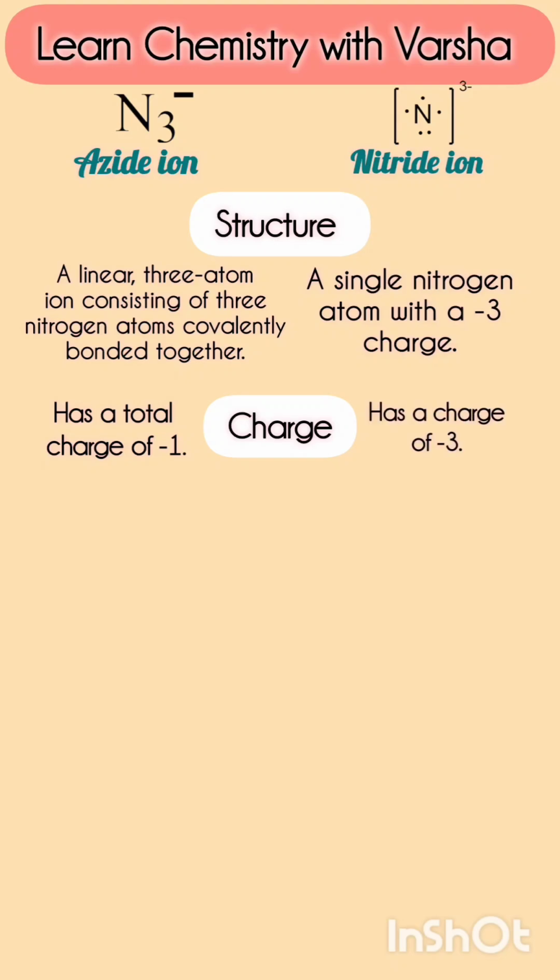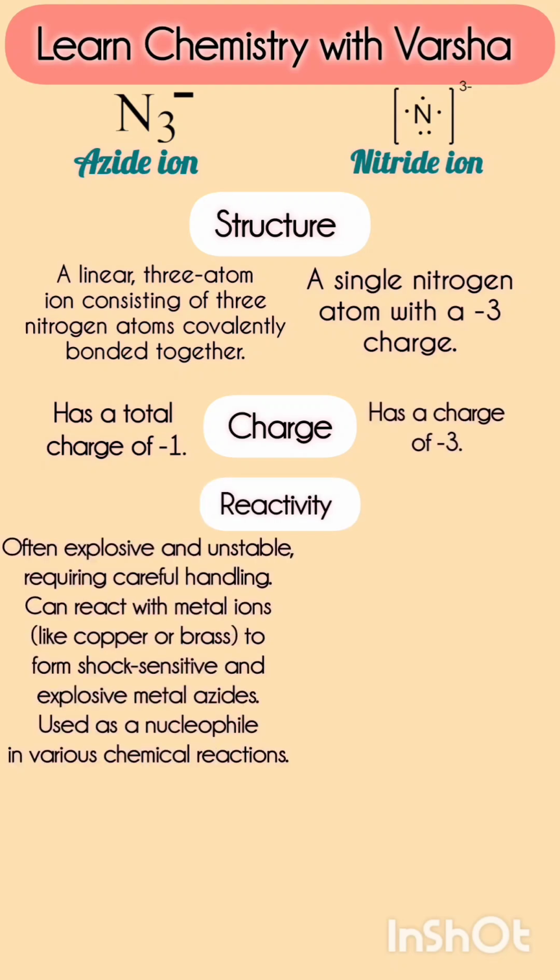Now next point of difference is reactivity. Azide ion is often explosive and unstable, requiring careful handling. It can react with metal ions like copper or brass to form shock-sensitive and explosive metal azides. It is used as a nucleophile in various chemical reactions.